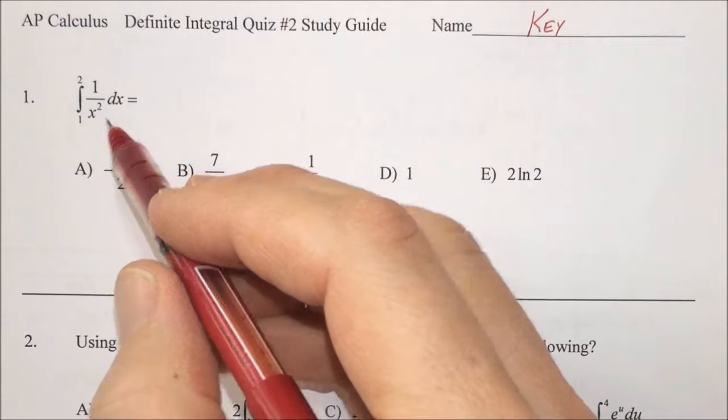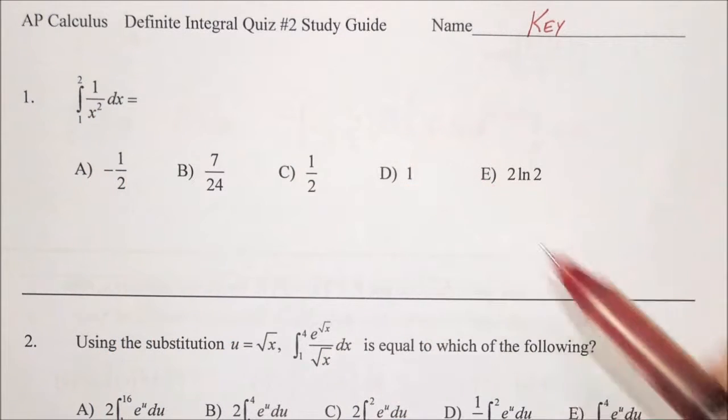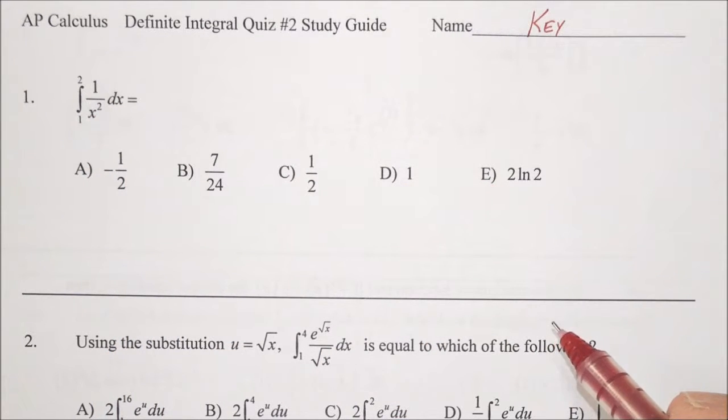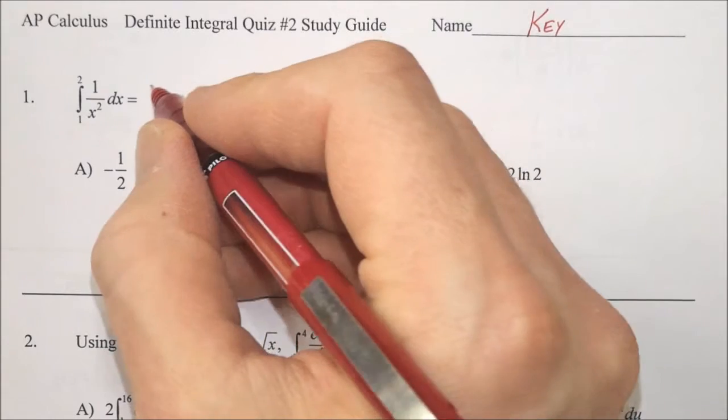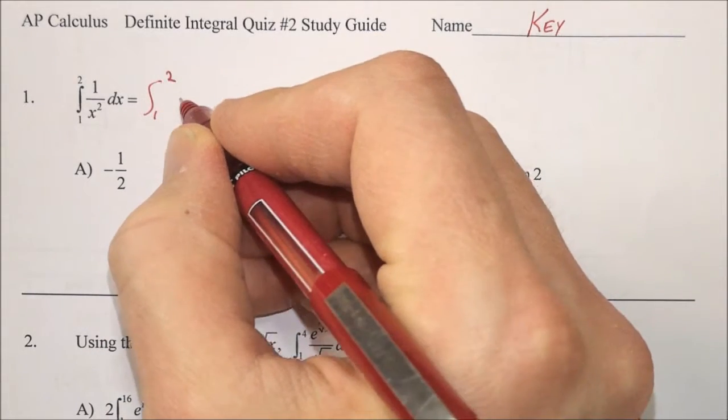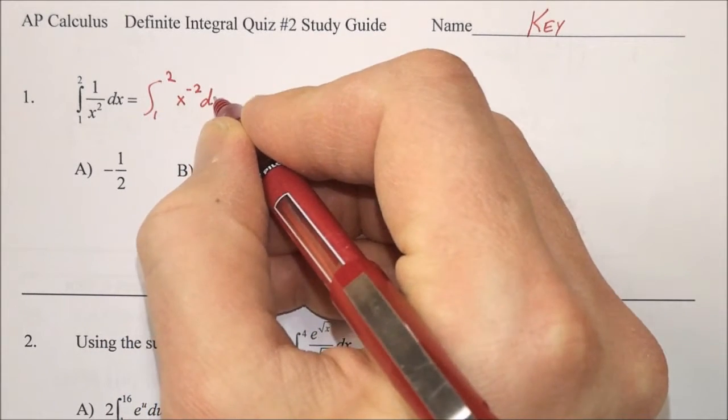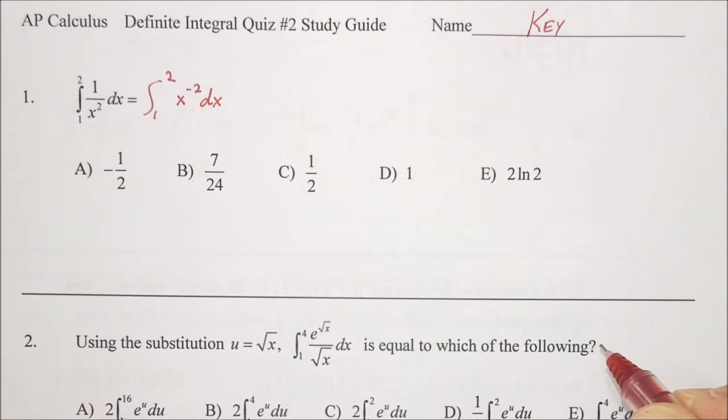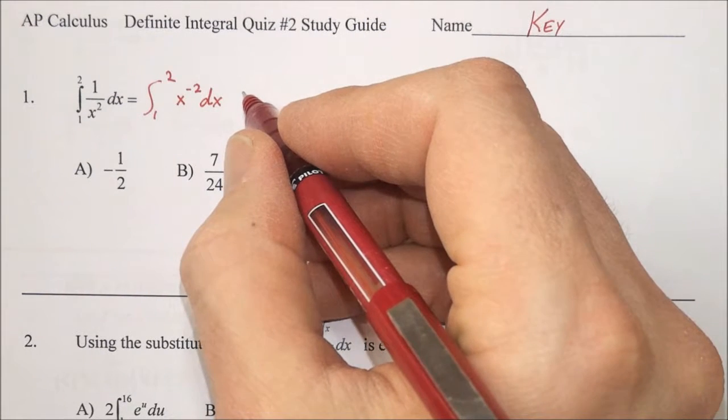Here's our first problem, the integral from 1 to 2 of 1 over x squared dx. This is not ready to be anti-derived, so we're going to need to rewrite this as the integral from 1 to 2 of x to the negative 2 dx. Now that we've done that, we can perform the fundamental theorem of calculus.